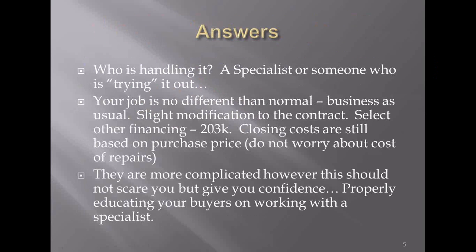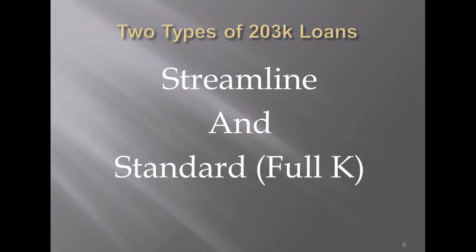Having a team effort with the contractor and the loan officer and the realtor all educated makes for a smoother process. So let's jump into the programs now. We have two types of 203K loans. You have a streamline and you have the standard, or what we call the full K.